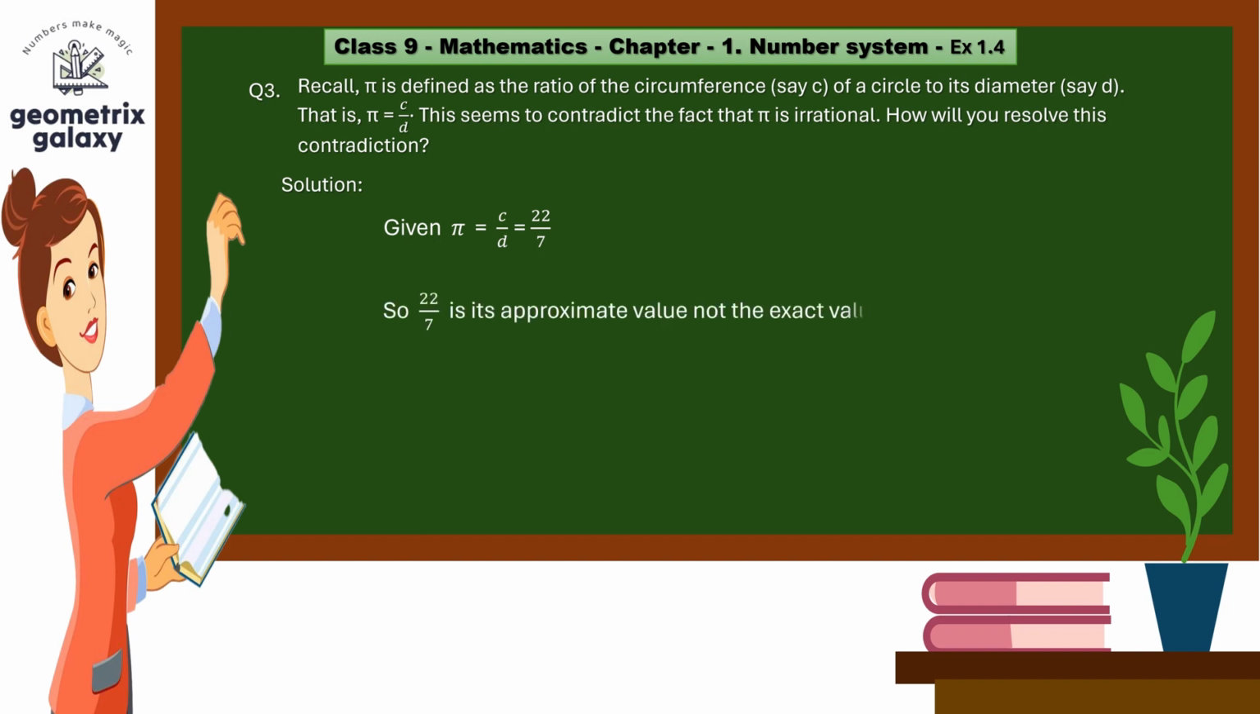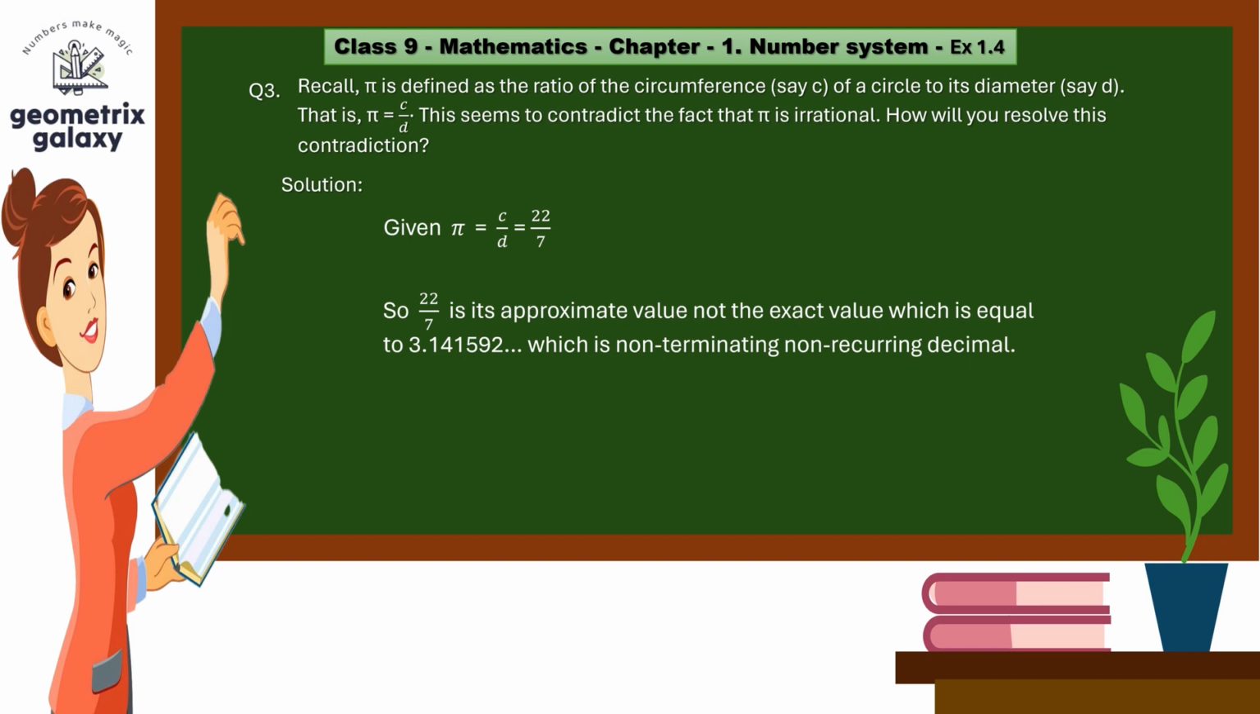But we all know that irrational numbers cannot be written in the form of p by q. That is, we cannot write in a fraction form. But here pi value is written in the fraction form. That is C by D. This is the contradiction to our assumption that pi is irrational. Let us see how to resolve this contradiction.